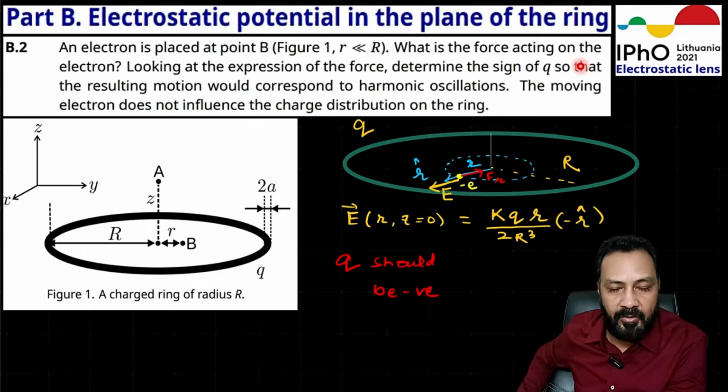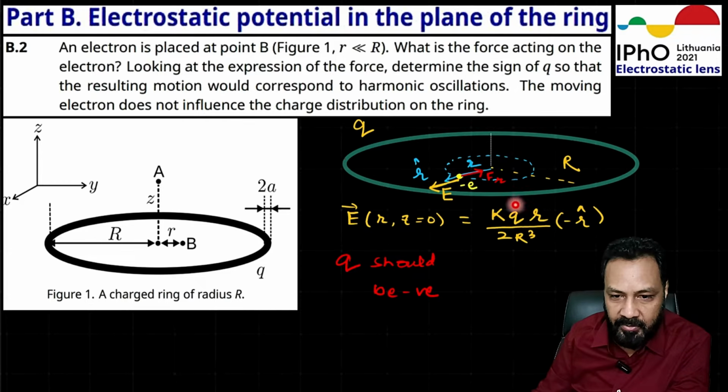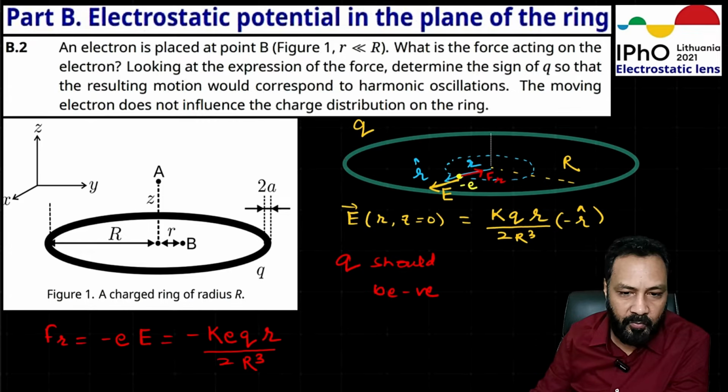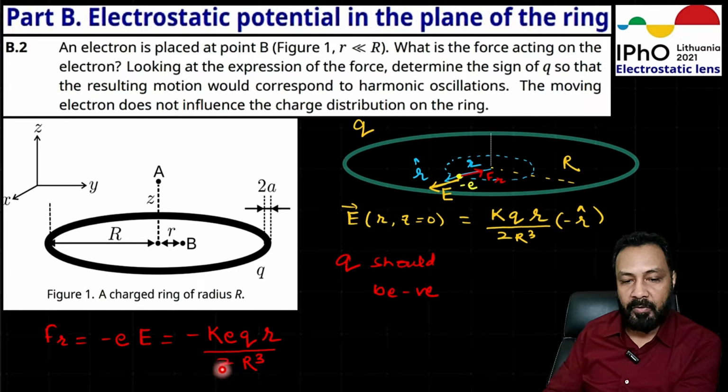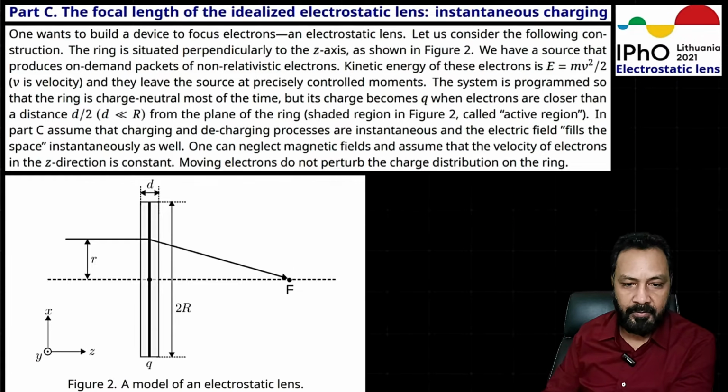Force is simply charge times electric field. The magnitude of this electric field is this, and multiply by the charge of the electron. So the force on the electron is in the radial direction, and in this case that would be minus e, the charge of the electron, times the electric field, that is minus k e q r by 2R cubed. Force on the electron is this.